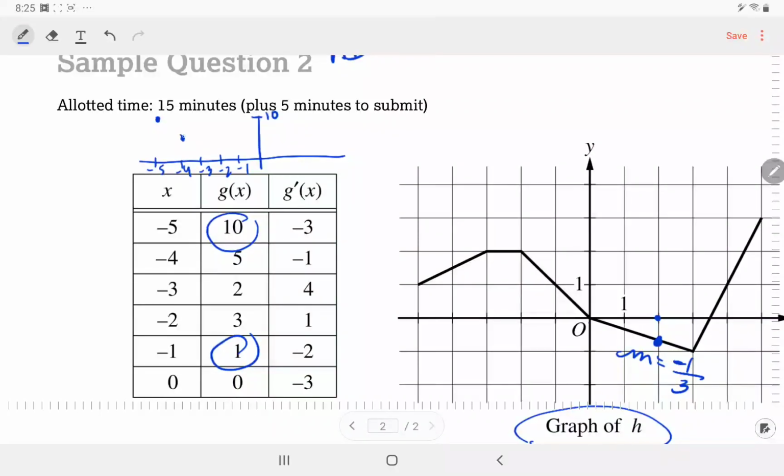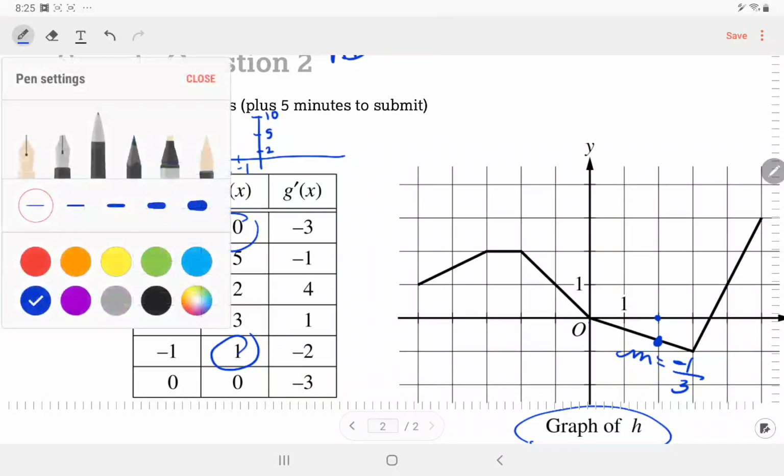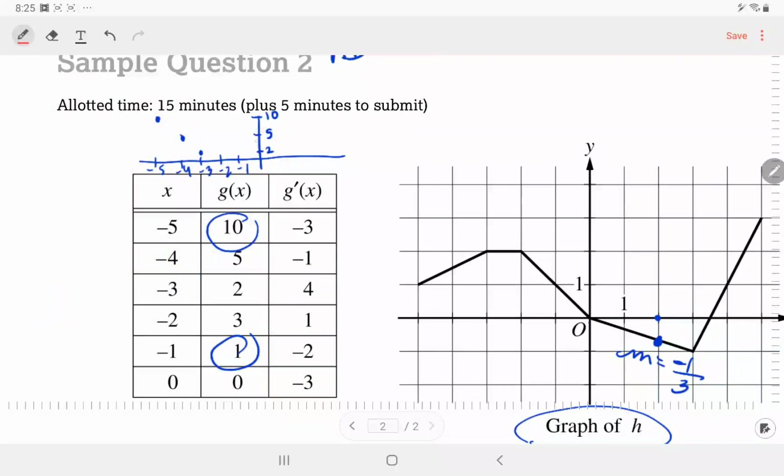5, 2, and then 3. I'm changing colors. So this next one is 3. So that went up.